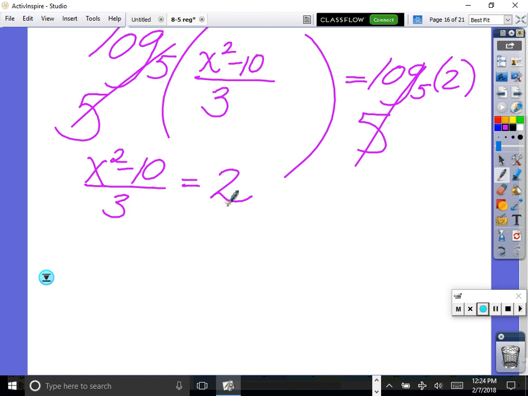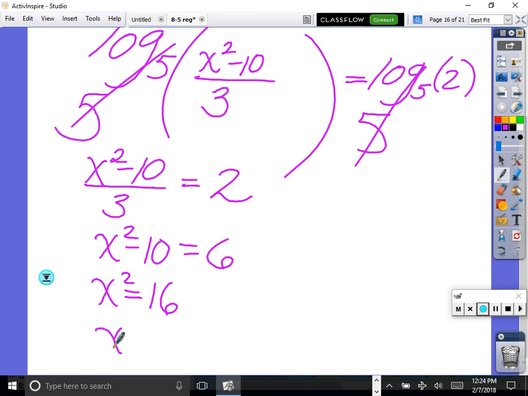So I'm going to multiply by 3, won't I? So x squared minus 10 equals 6. Then when I add 10, good, so x squared equals 16. Then what? Square root both sides. X is equal to?